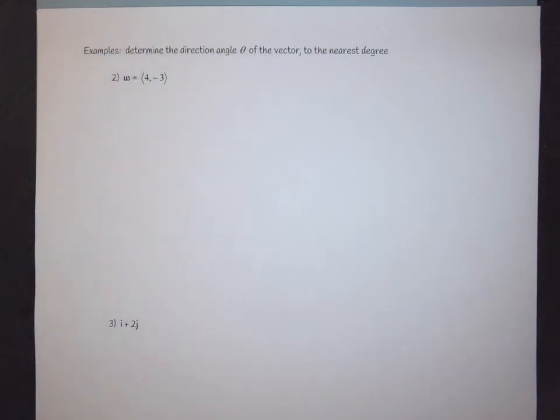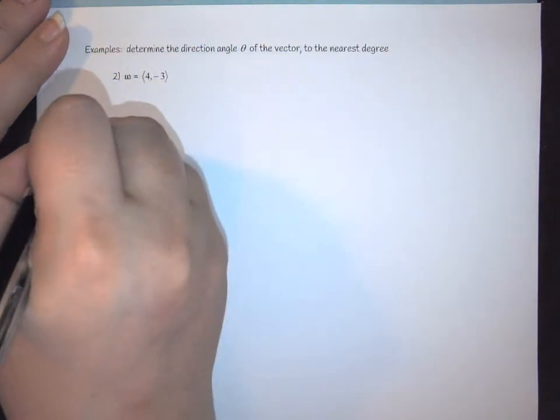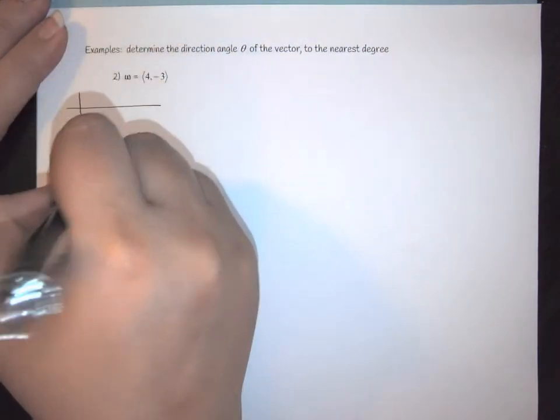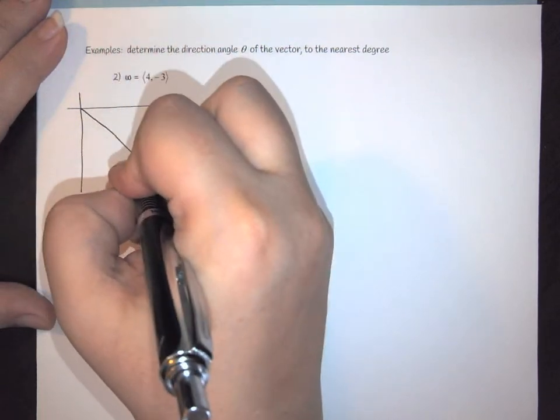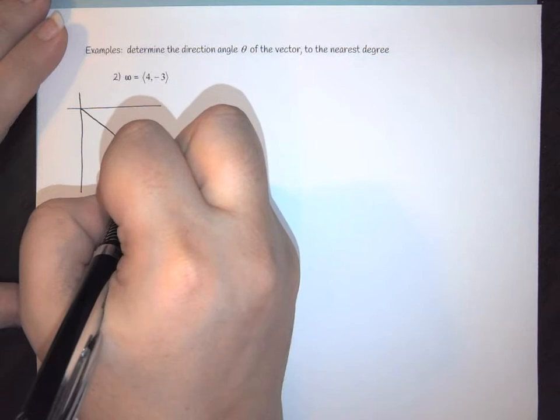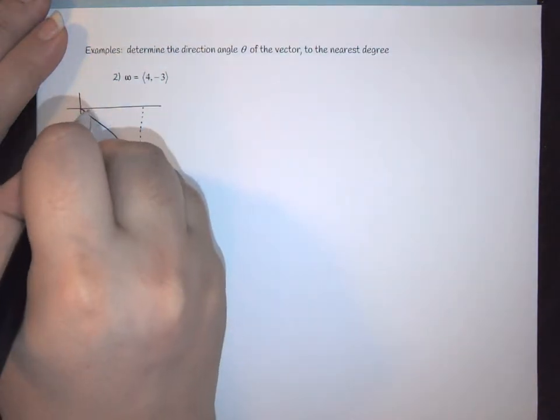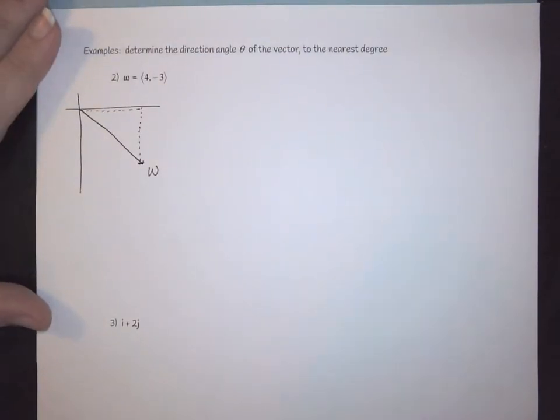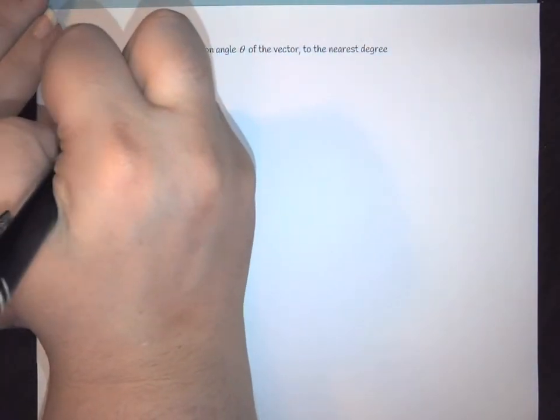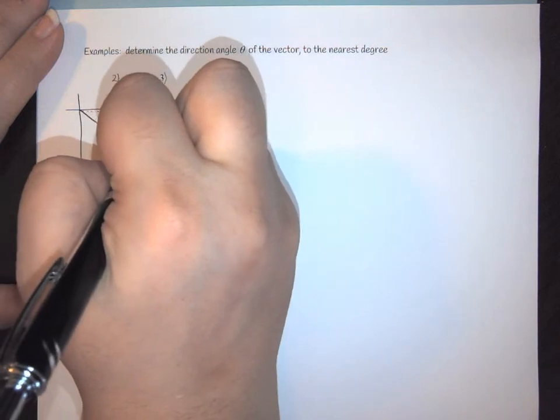This first one says determine the direction angle of the vector to the nearest degree. We're giving you the vector 4, -3. The very first thing that you have to do is graph what we know to find our triangle. So 4, -3 is going to put us in the fourth quadrant. We need to go ahead and draw ourselves our quadrant. My vector is going to come out in this direction. This would be vector W. Then we have the horizontal and vertical components. Here we know that my horizontal is going to be 4 and my vertical is -3.